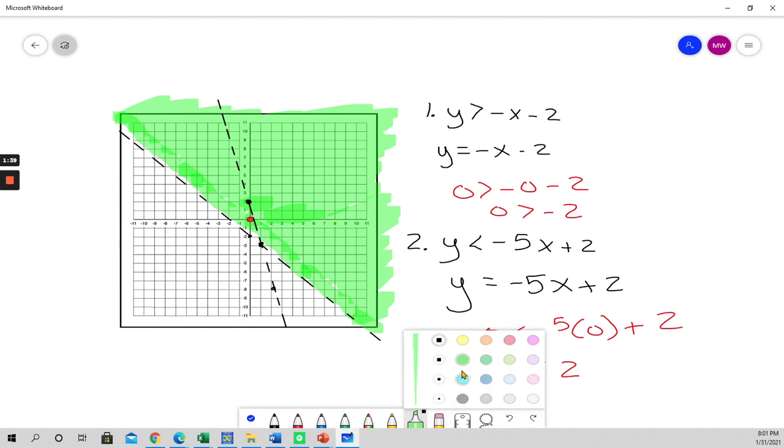I'm going to shade it in a different color this time. So I'm going to shade it in blue. So that would be everything over here on this side of the graph, or on this side of the line.